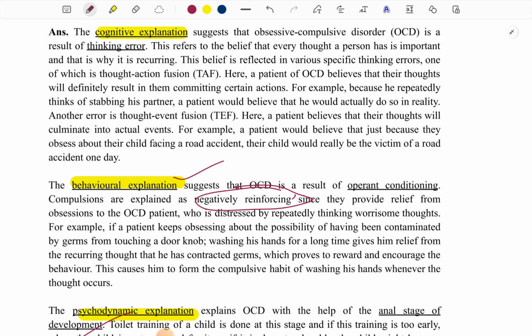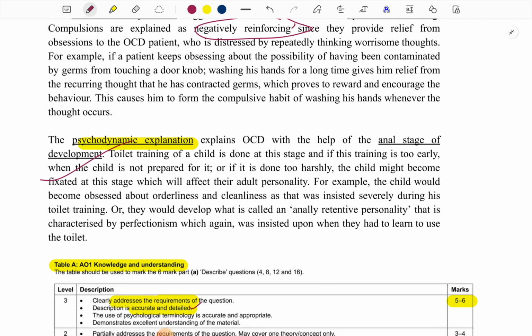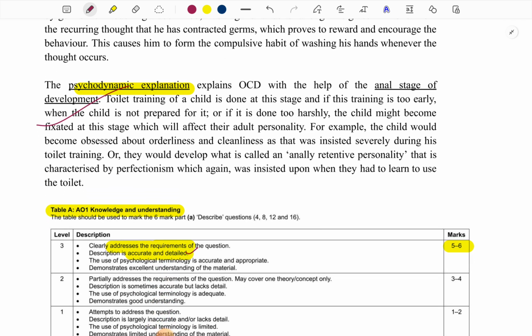No point is connected with the other. One point is on cognitive, next is on psychodynamic, again it goes back to cognitive. That is not how details are given. Details are when and where you have given the explanation. There only you have to fully detail it or fully explain it in depth, and then move on to the next explanation.